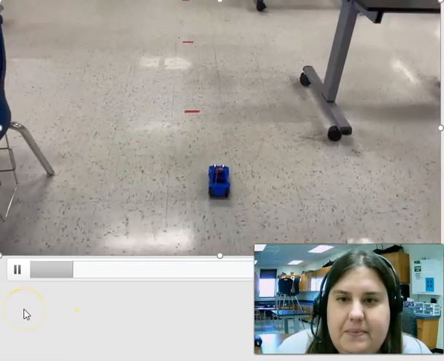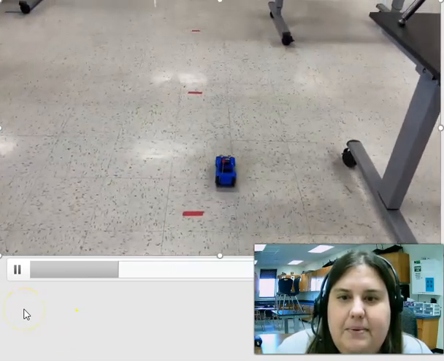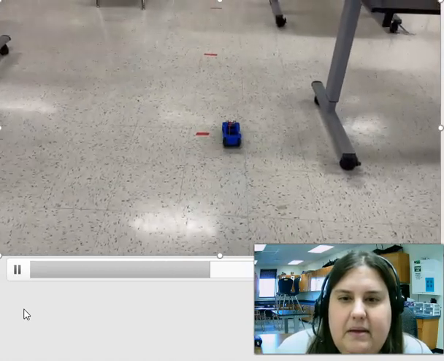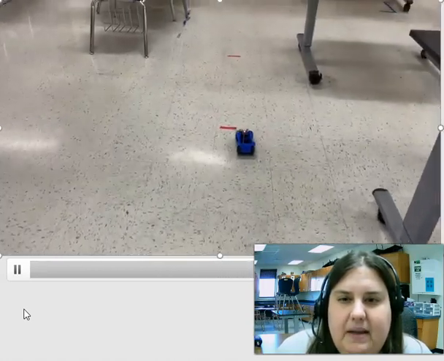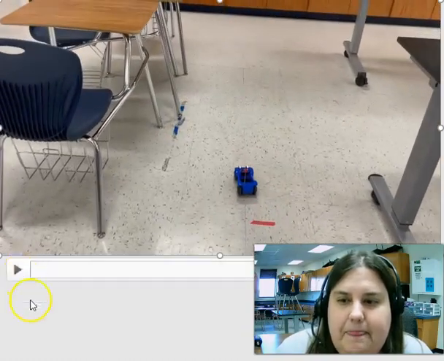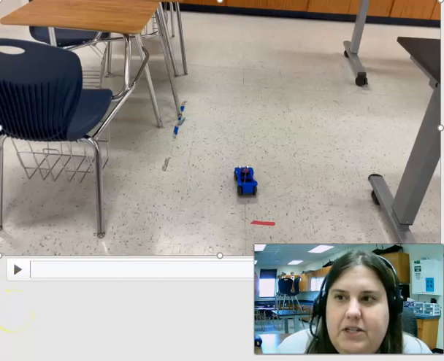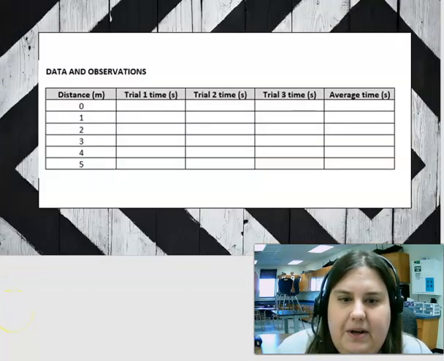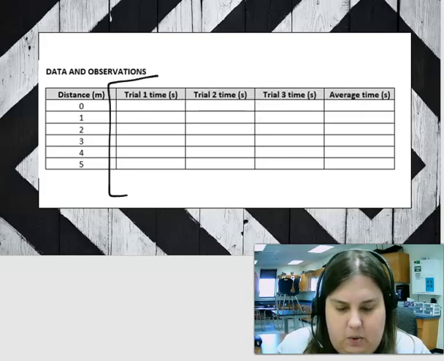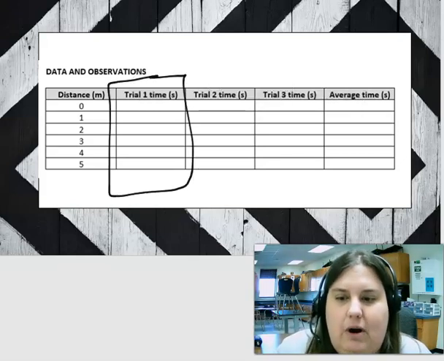Start, lap, lap, lap, lap, stop. Okay, so now you're going to take your numbers that you have on your phone or your computer, and you are going to record those right here for trial 1.